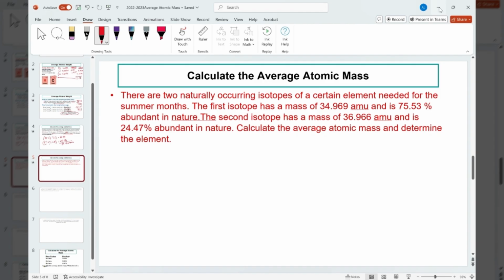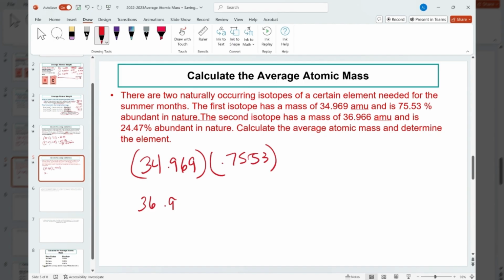Okay, let's give this another try. 2 naturally occurring isotopes of a certain element. The first isotope has a mass of 34.969 AMUs, and its percent abundance is 75.53. The second isotope has a mass of 36.966 AMUs with a percent abundance of 24.47.